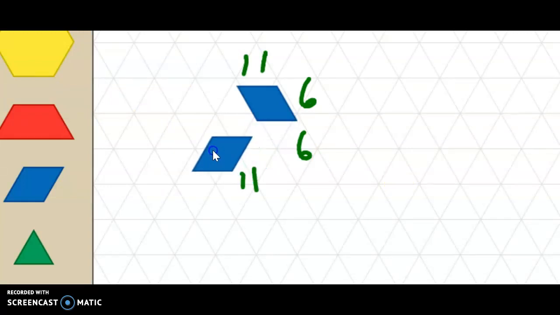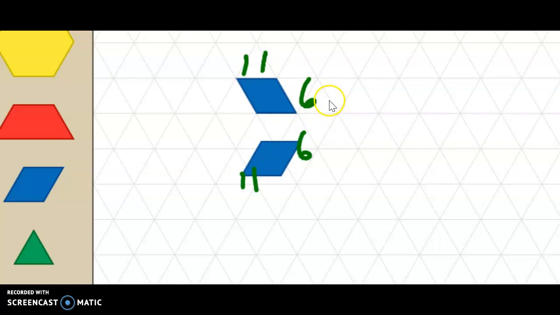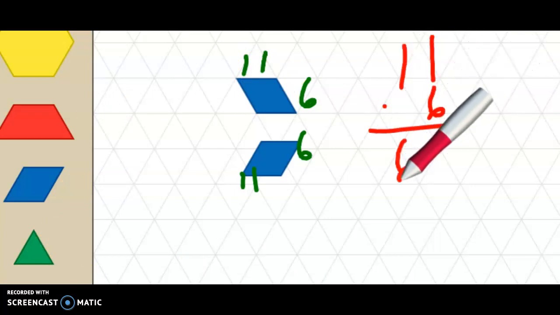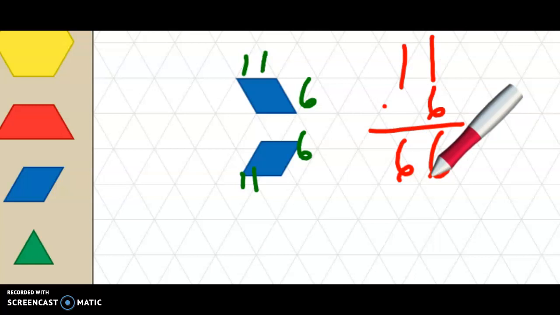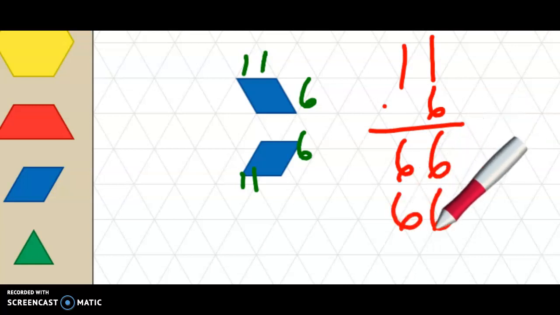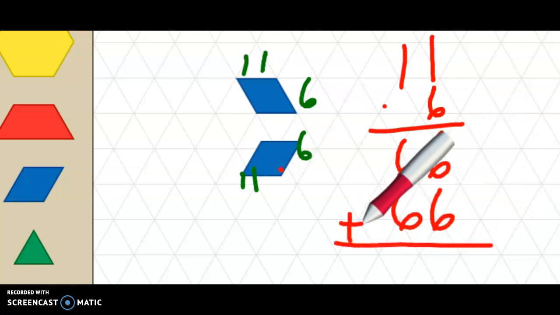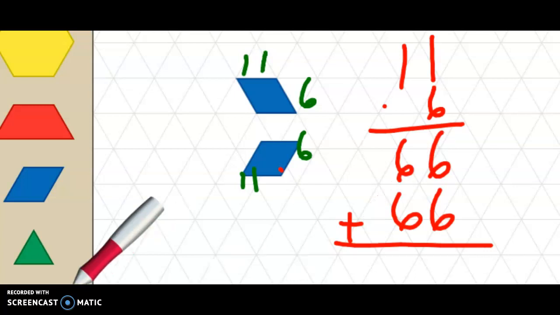So I know the formula for a parallelogram is base times height, or length times width if I was thinking of a square. So I'm going to do 11 times 6, and that's going to be 66. And then I'm going to add these two together, and that's going to get my answer.